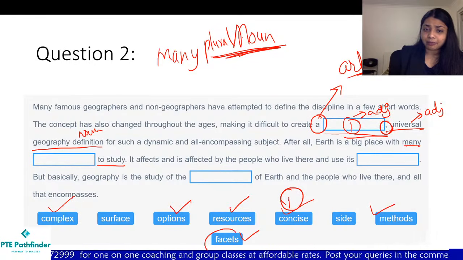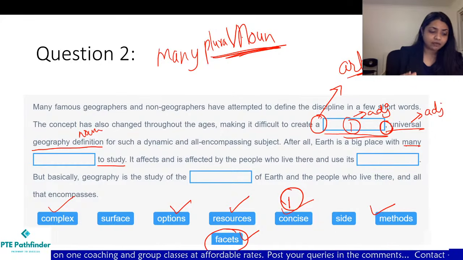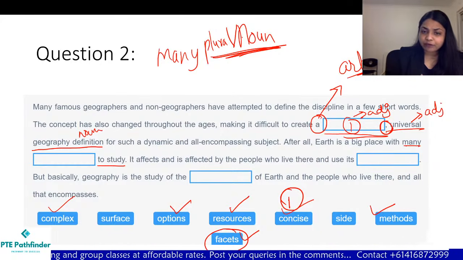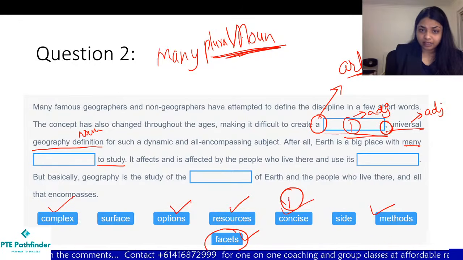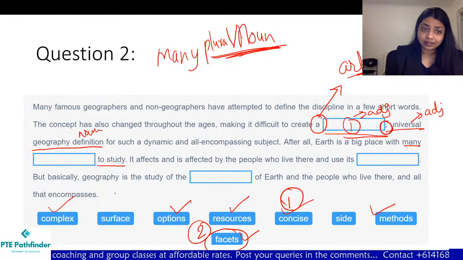Now, if you look at the meaning of the word facet, we are trying to look at different features or aspects. So, when we say, after all, Earth is a big place with many things to study, right? So, with many aspects to study. So, the correct answer for the second blank in here would be facets.